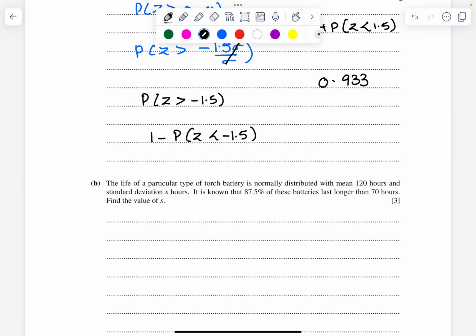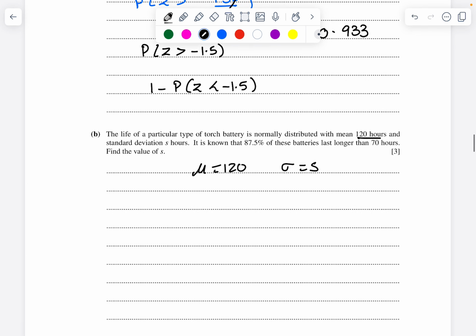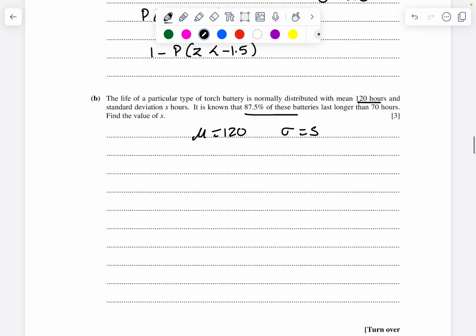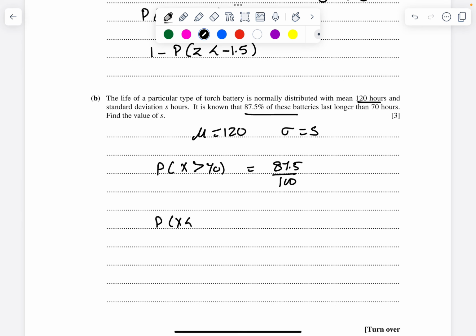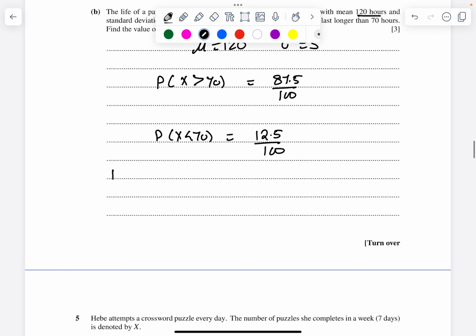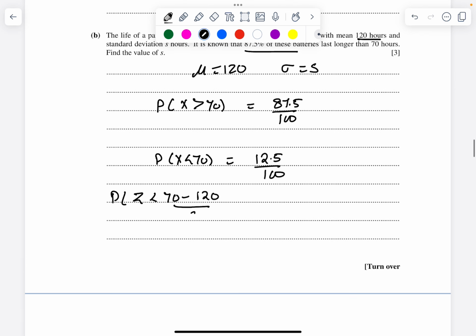The life of a particular type of torch battery is normally distributed with mean equals to 120, standard deviation equals to S. It is known that 87.5% of these batteries last longer than 70 hours. Probability of x greater than 70 equals 87.5 divided by 100. So probability of x less than 70 equals the remaining 12.5%. So probability of z less than 70 minus mu 120 by sigma, where sigma is S, equals 0.125.